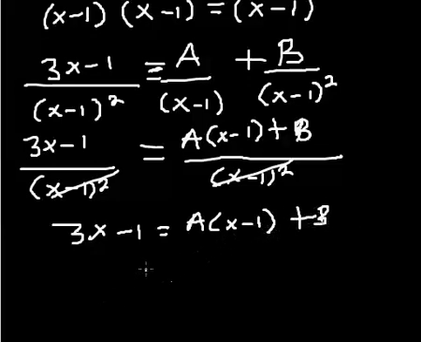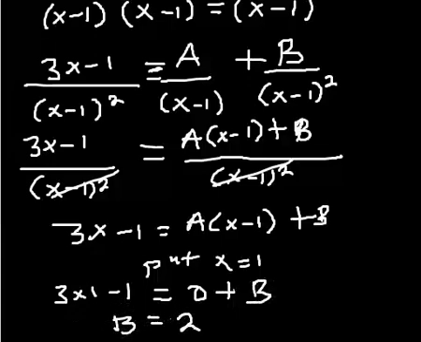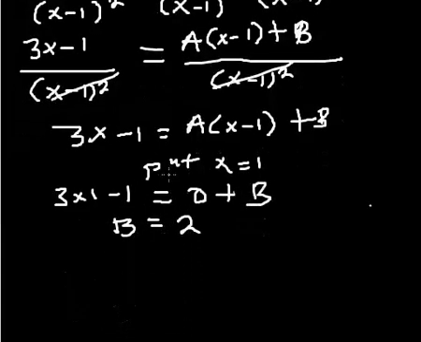So if I put x equal to 1, this bracket is 0, so that means 3 times 1 minus 1 equal to 0, then plus B. So that will make B equal to 2. And if I want to find A, I cannot eliminate B simply.